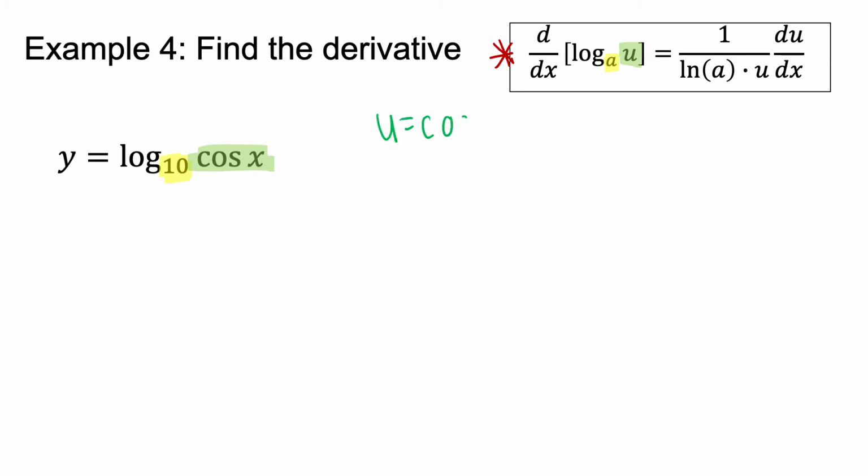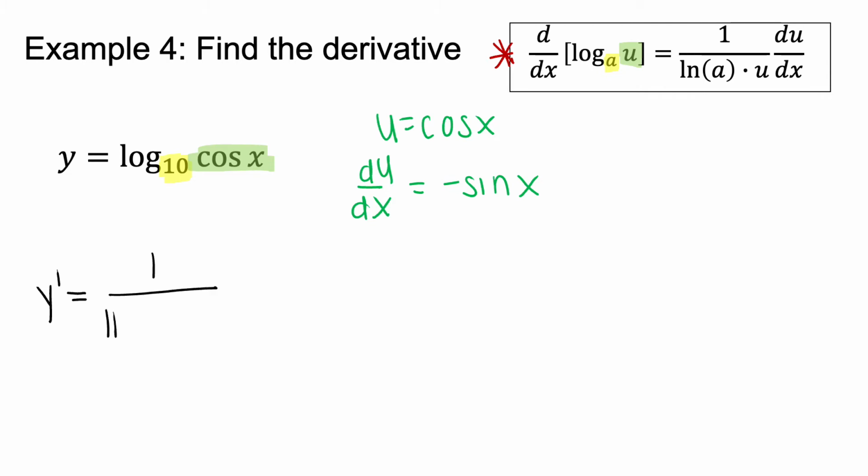Now I want to pick out the rest of my pieces. So if u is equal to cosine of x, then du dx is just going to be the derivative of cosine, which would be negative sine of x. Now I can follow my formula. So the derivative y prime is going to be equal to 1 over the natural log of a, which is the natural log of 10, times u, so times cosine of x, and then that whole thing multiplied by the derivative of u, so du dx, which would be times negative sine of x.